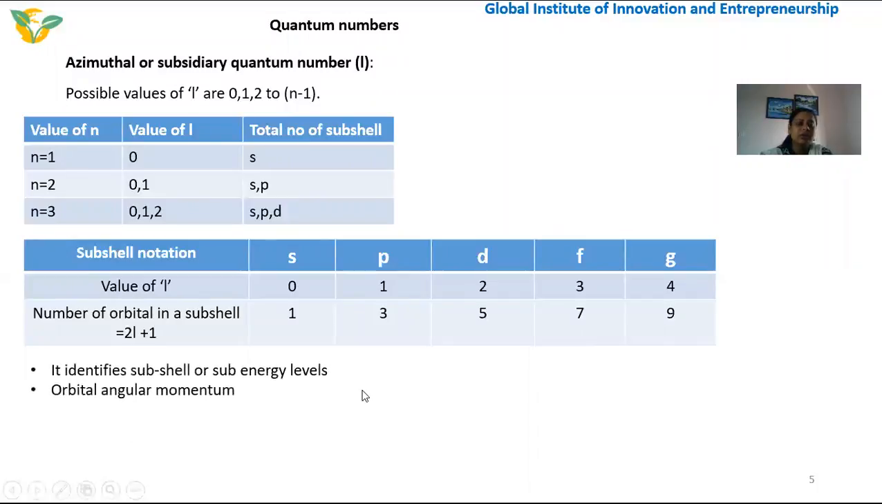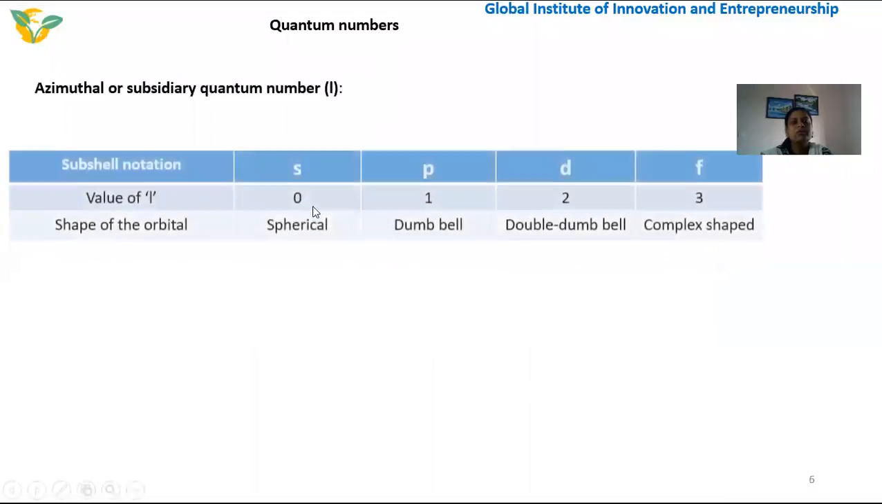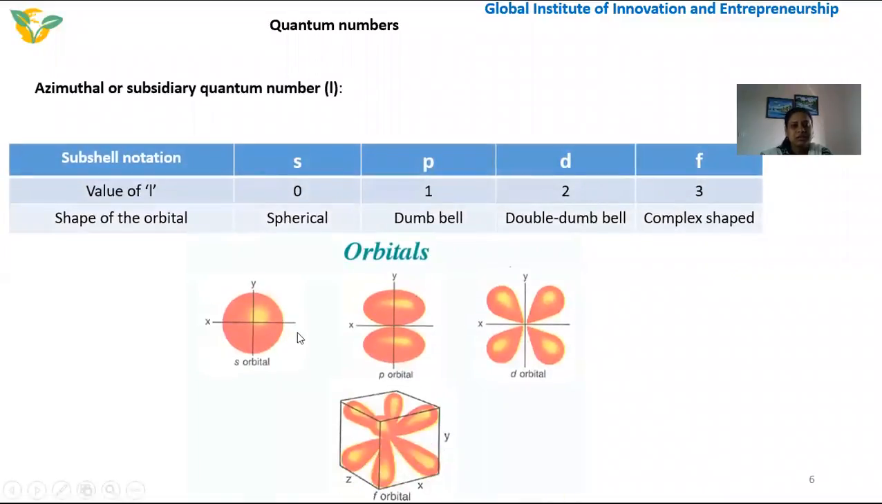We can also calculate the orbital angular momentum, and that is given by root over l into l plus 1 into h by 2 pi. So if we know the value of l, we can calculate the orbital angular momentum of the electron. The azimuthal quantum number gives us the shape of the orbital. So the s orbital has a spherical shape, the p orbital has a dumbbell shape, d has a double dumbbell shape, and f has a more complex shape.